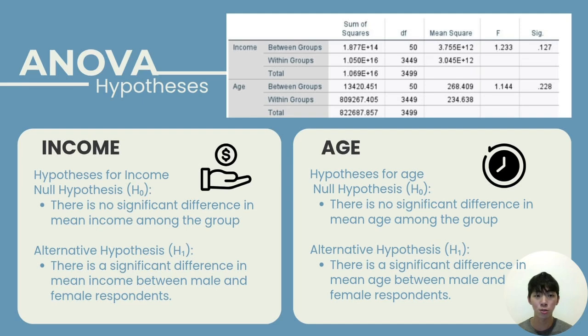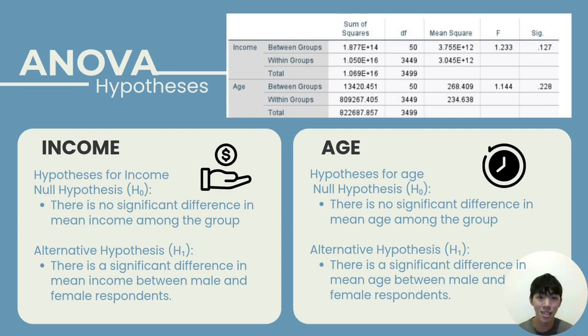Now I'm going to talk about ANOVA. ANOVA is used to see if there are any differences in the numerical outcome between two or more levels of the same group. ANOVA is preferred over multiple independent t-tests because it reduces the type one error.